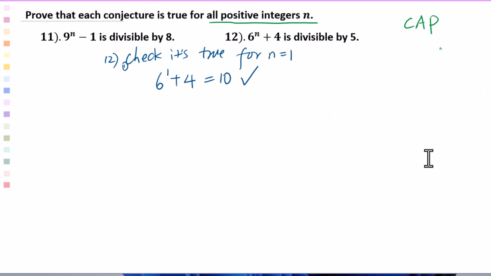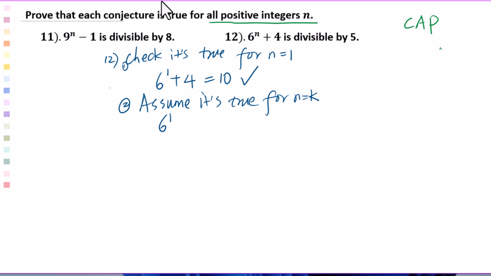Let's go to 12. We want to prove 6 to the nth power plus 4 is divisible by 5. Check it's true for n equals 1. 6 to the first power plus 4 equals 10. 10 is divisible by 5. Second step, assume it's true for n equals k, which means 6 to the kth power plus 4 is divisible by 5. We want to prove it's true for n equals k plus 1.